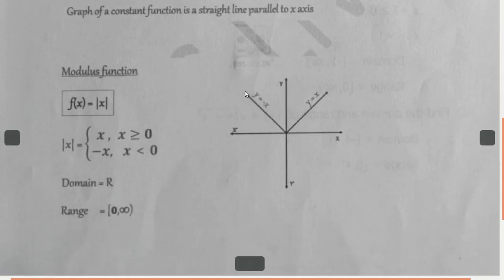Modulus function. This is a graph for a modulus function. Domain, it takes the whole x-axis. Domain is equal to the set R. Range means what? This graph takes only the positive direction of y, therefore 0 to infinity is the range.